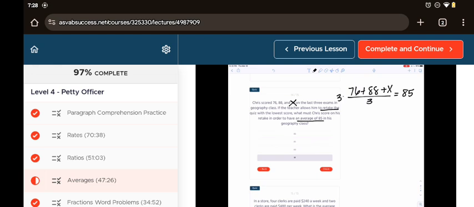I want to get rid of this division problem, so I'm going to multiply by 3 to cancel it out. 76 plus 88 plus x is equal to, what's 85 times 3? Let's find out.